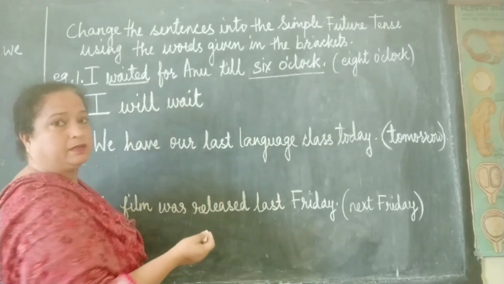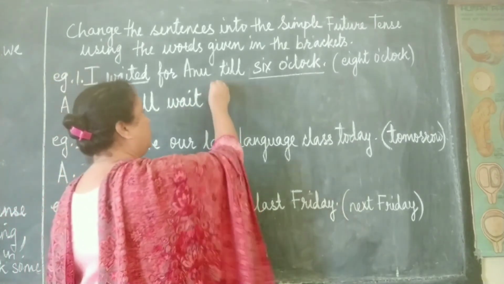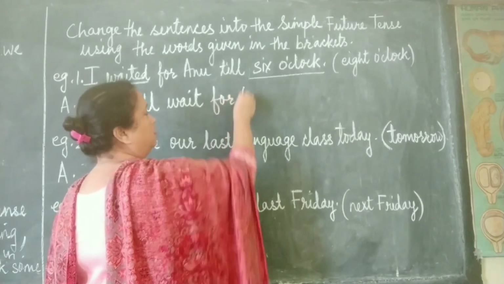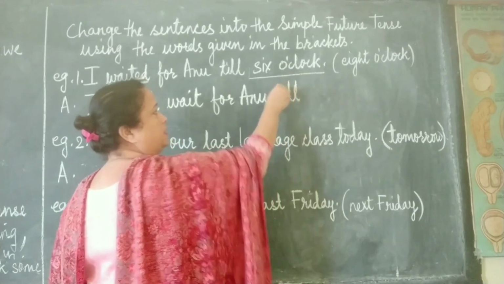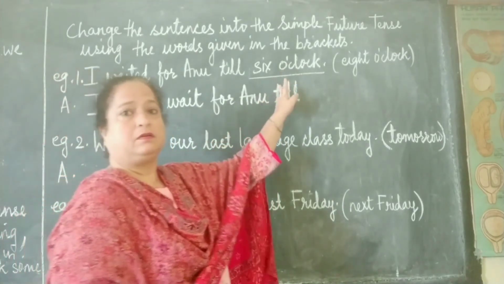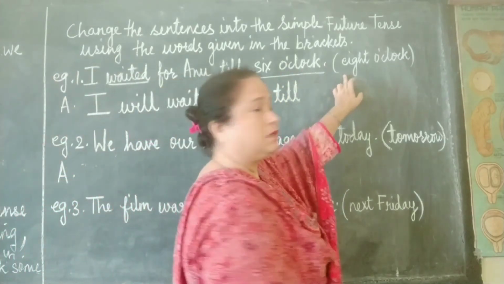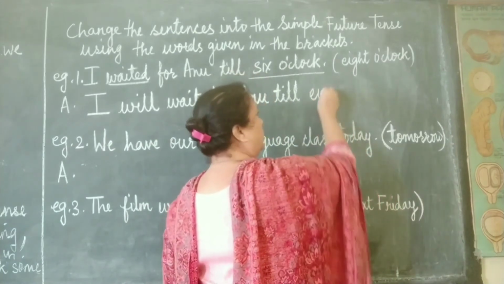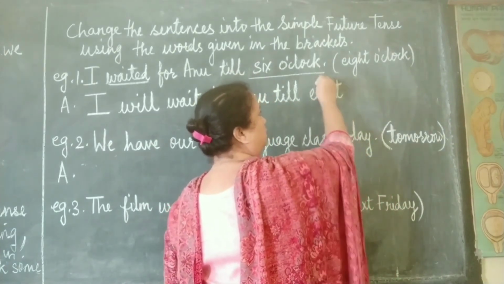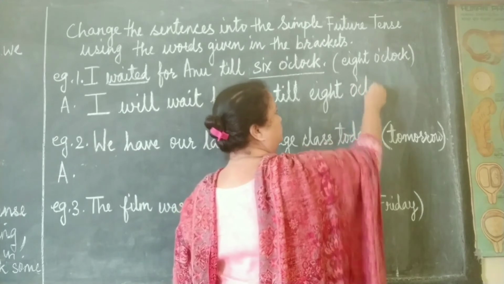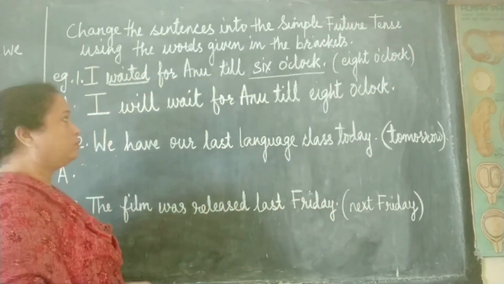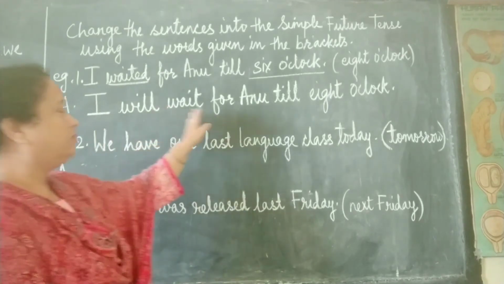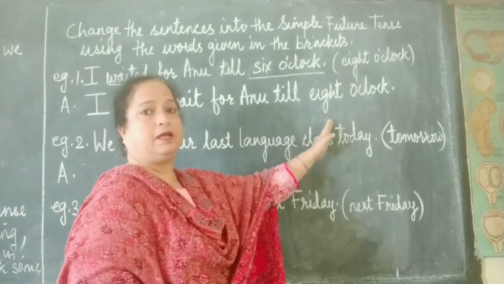Now I need to write the rest of the sentence. For Anu till, now instead of the given time over here, I will be using 8 o'clock. Till 8 o'clock. Now children, what is the answer that I have got? I will wait for Anu till 8 o'clock.